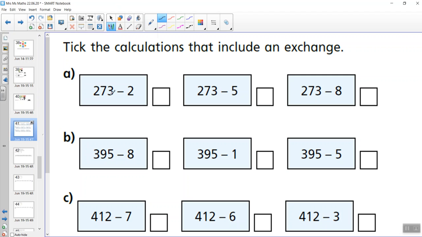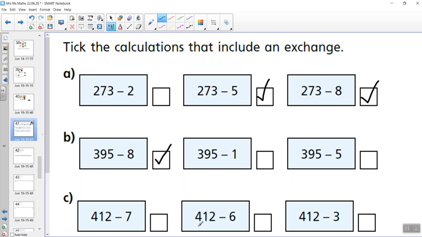Okay, so that's a straightforward takeaway. I've only got 3 ones here and I need to take away 5, so I'm going to need some exchange there. And I've only got 3 ones here and I need to take away 8, so I'm going to need some exchange there. I've got 5 ones and I need to take away 8, so I'm going to have to exchange. I've got 5 ones and I need to take away 1, that'll be okay. I've got 5 ones and I need to take away 5.